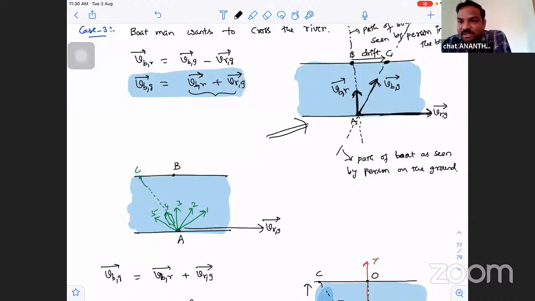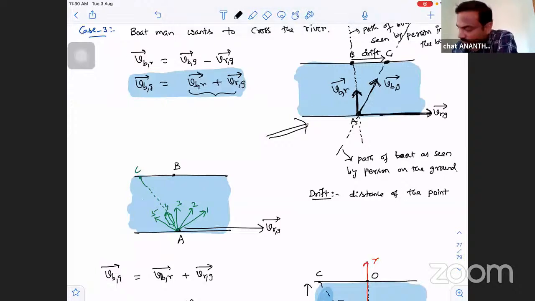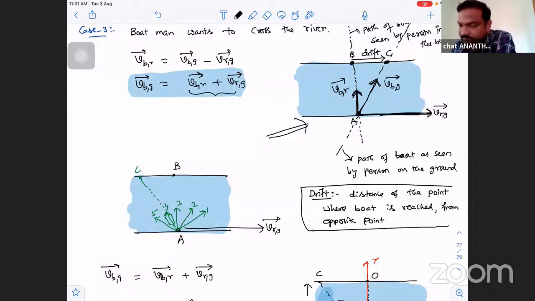Drift is nothing but what? The distance of the point where the boat has reached from the opposite point. If you want to write it down somewhere, drift is nothing but the distance of the point where the boat is reached from the opposite point. That distance we call drift.